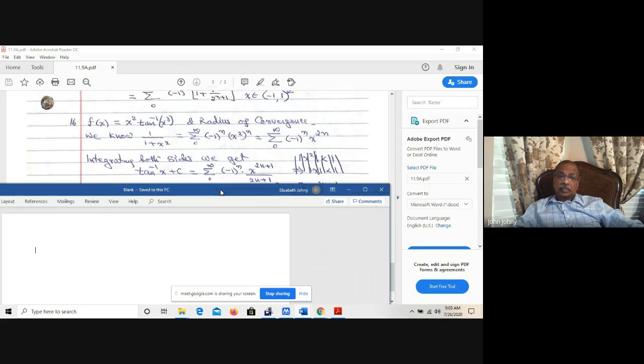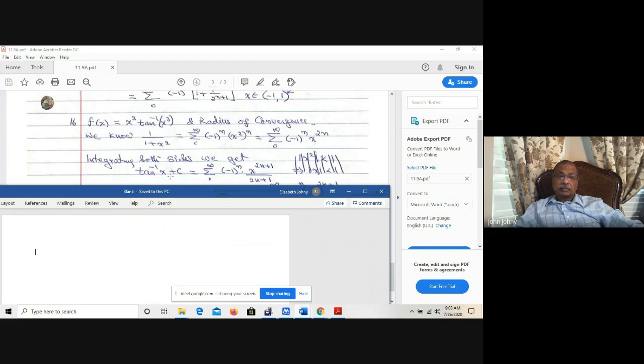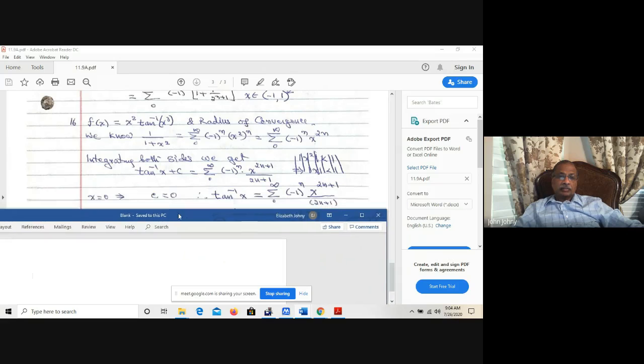Integrate both sides with respect to x, we get tan inverse x plus c. That is, the integral of 1 over 1 plus x squared is tan inverse x plus c, which is equal to sigma 0 to infinity, negative 1 to the power of n, x to the power of 2n plus 1 over 2n plus 1. You don't have to write a plus c on every term. One c will take care of everything. And when x is equal to 0, tan inverse 0 is 0 plus c, right side is 0, and so c is equal to 0.